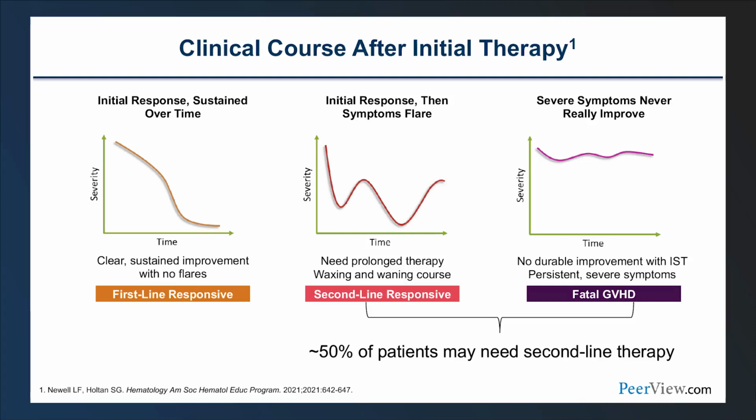Now, within these 2 last groups, we recognize that this will comprise about 50% of patients with acute GVHD. So overall, nearly half of patients who develop acute GVHD are going to need some form of second-line therapy.